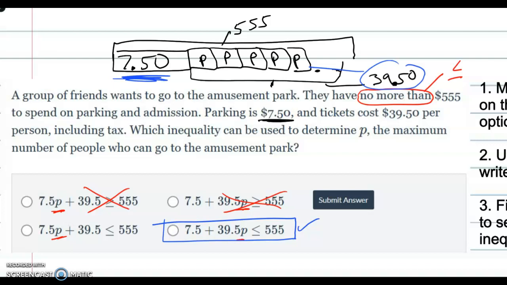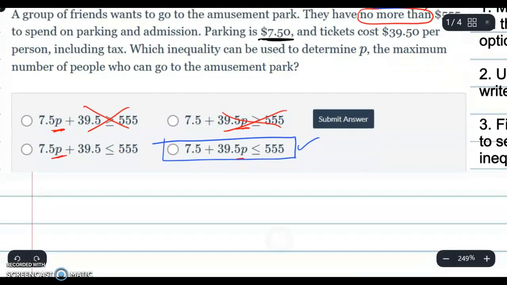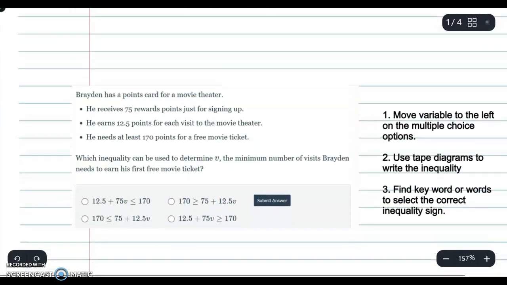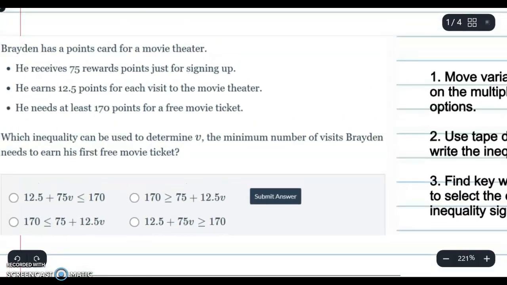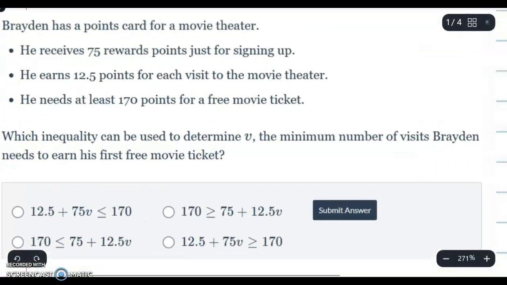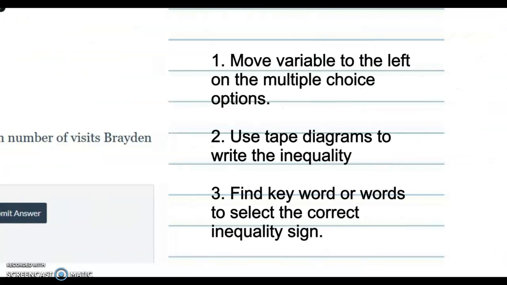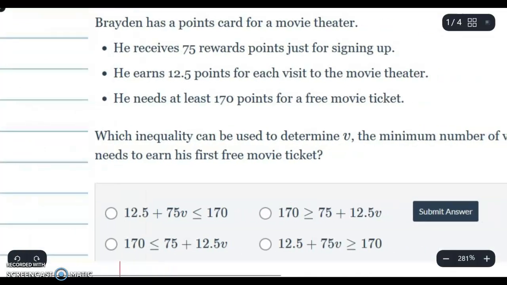Alright, let's take a look at another one. Alright, so remember our steps. First, we're going to move the variable to the left on the multiple choice options. Use a tape diagram to write the inequality, and then find the keyword or words to select the correct inequality sign.